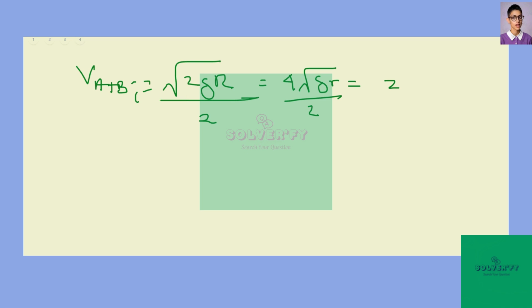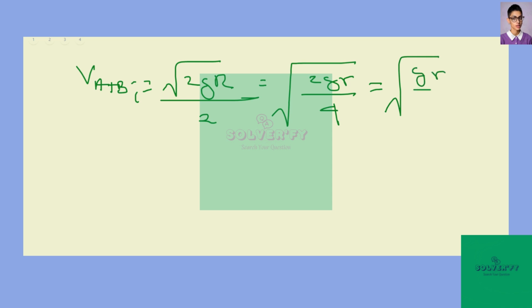Alternatively, we can do it a little bit differently. We could say this is the square root of 2gr all over 4. You could do it that way, which becomes the square root of gr all over 2. That's how we could do it. We can move this 2 inside and it becomes 4, and then we simplify. So the initial velocity of A and B combined is radical gr all over 2.